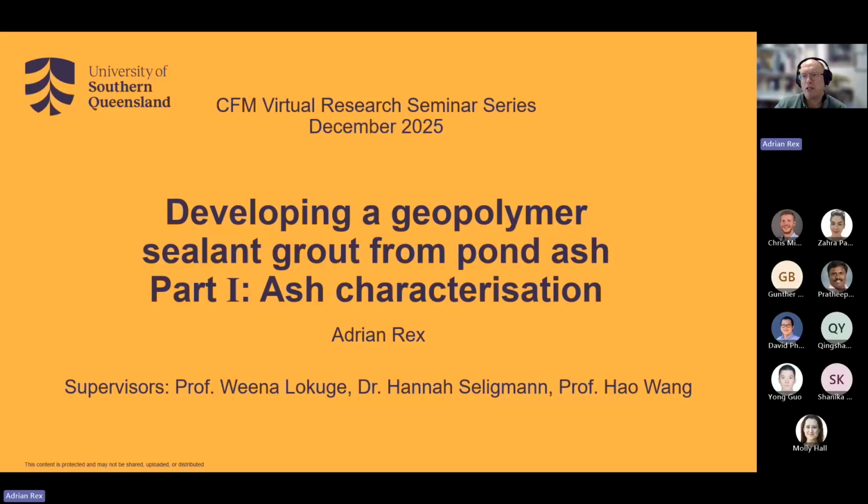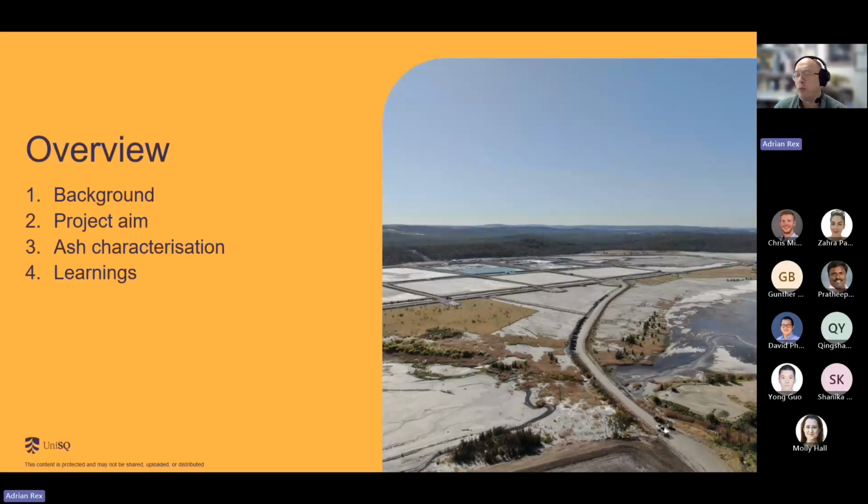I see this very much as part one of the presentation, because I just want to present today about the ash, about characterizing the ash. This is just the initial part of the research. So today I'll be giving an overview of what is the problem I'm trying to solve, what are the characteristics of ash, and what are the learnings from the research so far, and where we are going. So this is just covering off a little bit of the research I've undertaken so far.